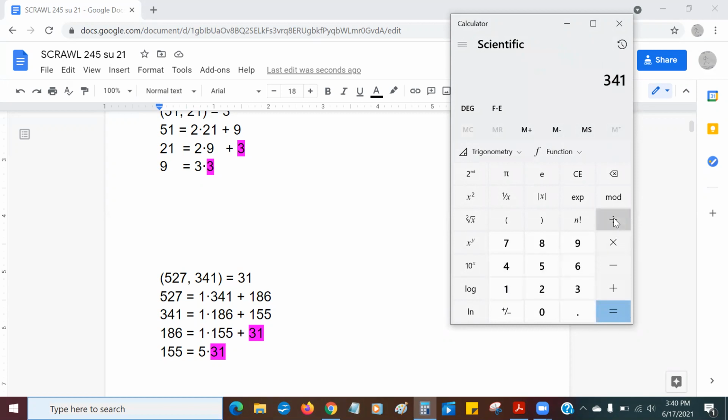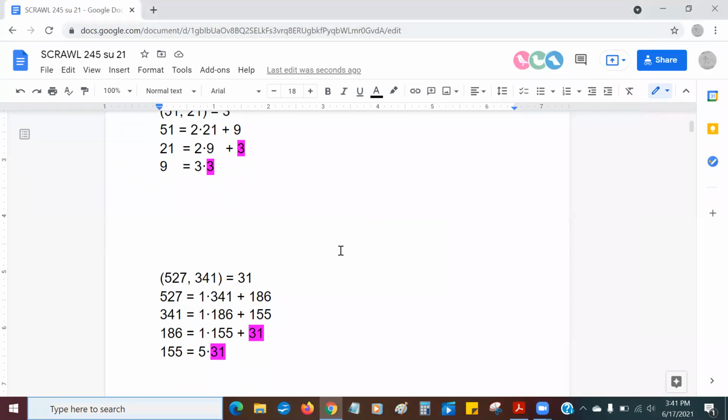And 341 divided by 31, let's see what that is. According to our theory, this should be a whole number, 11. So the first number is 17 times 31. The second number is 11 times 31. Clearly, the greatest common factor is 31. That was well done. Okay, let's do one more example.